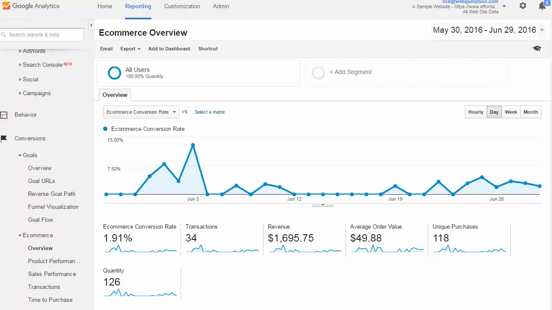E-commerce tracking in Google Analytics. So the e-commerce suite of reports helps us understand a little bit more about what people buy on our website, what are the top selling products, what's the average order value, and other key metrics related to our shop.